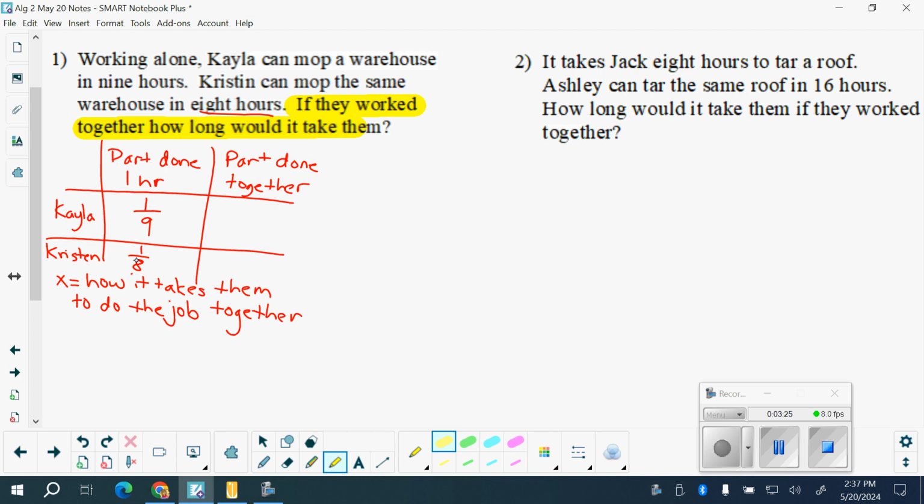So we want to know what part is done together when it takes them x hours to do it together. Any idea what we would put here and there? So if Kayla takes 9 hours to do the job and she does 1/9 in 1 hour, how much does she do in 2 hours? What part? 2/9. How much does she do in 3 hours? 3/9. So how much does she do in x hours? x over 9. So this would be x over 9. And then Kristen in x hours would be x over 8.